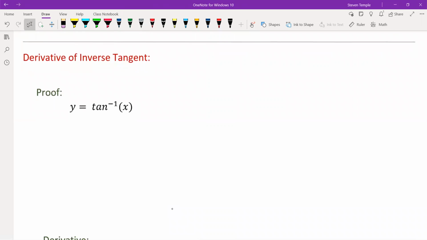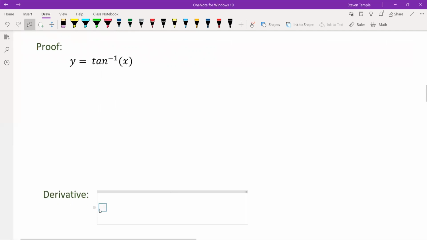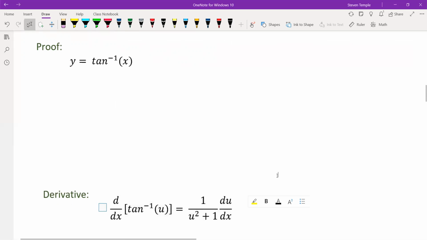Okay, for the next one, inverse of tangent. I'll just go ahead and show you what the derivative is going to be. Again, these derivatives are not going to be nice and neat, not clean. It's going to be a little bit messy. It's going to be a fraction, 1 over u squared plus 1, and then, of course, du dx, meaning the chain rule. So you're probably thinking, well, why is that?